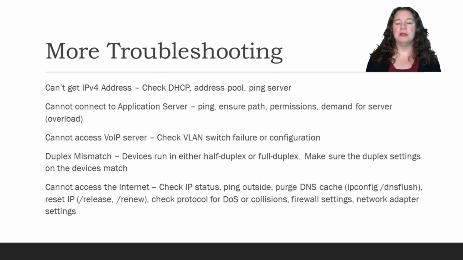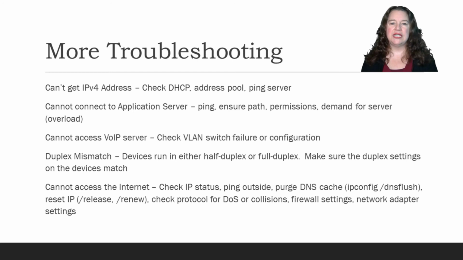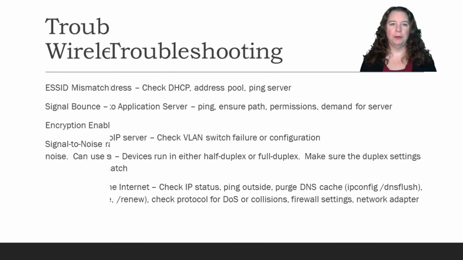Check your protocols. Make sure you don't have a DoS or collisions or something bad going on. Make sure you haven't changed your firewall settings, that the user actually has permission to get through the firewall or vice versa. And then check your network adapter settings. Make sure that you are connected correctly and your adapter hasn't failed. Lots of different reasons for I can't access the internet. So you're going to have to check them all.